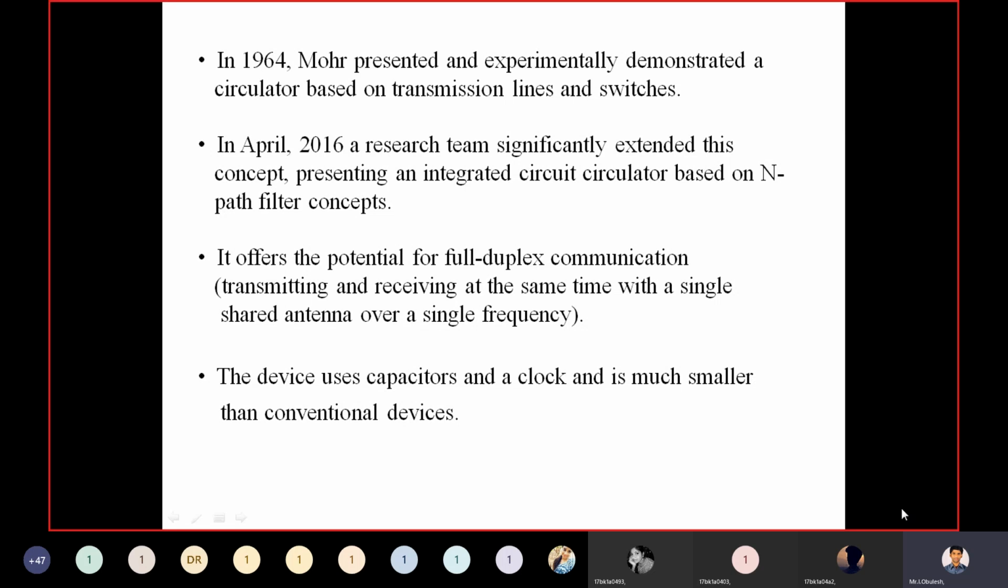This means that we have both transmitting and receiving at the same time with a single shared antenna over a single frequency. We will be able to transmit the information and receive the information, and communication will be happening in both directions. The device uses capacitors and a clock, and it is much smaller than conventional devices.